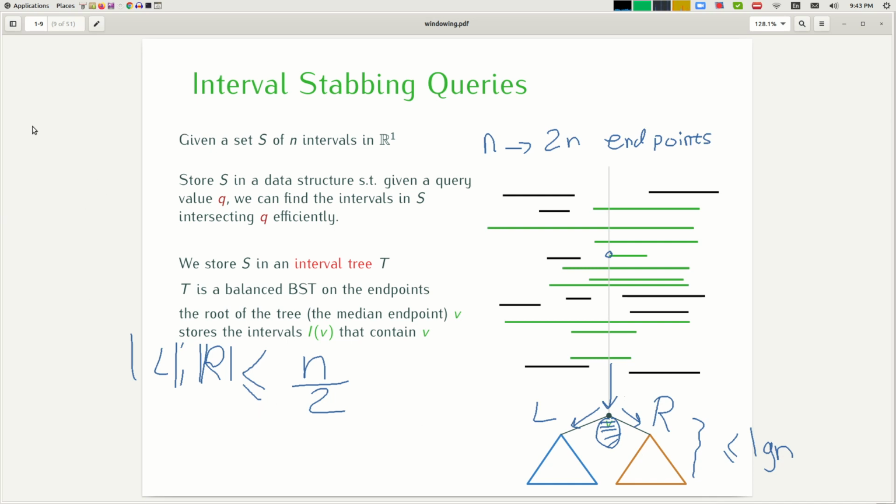So for example, if your input is something like this, then this could be the median x coordinate, and once you draw this line, then all of these line segments could be stored at the node. So if your picture looks something like this, then your interval tree has only one node that stores all the line segments. So this is a little bit different from what we're used to. So just have this in mind.